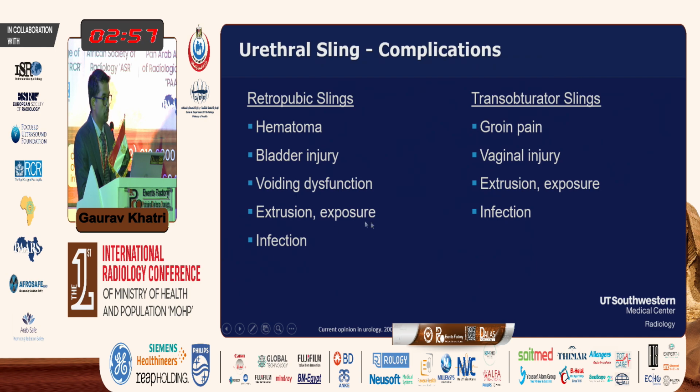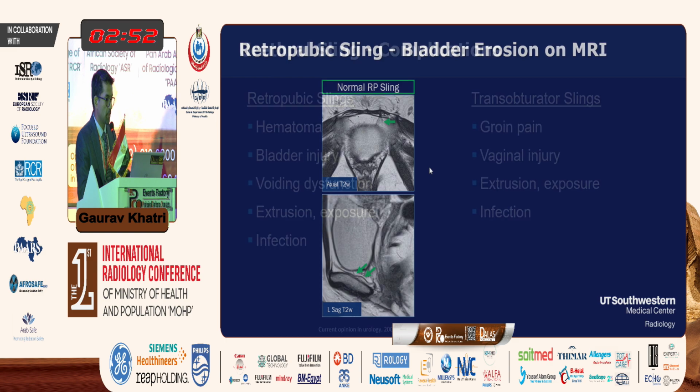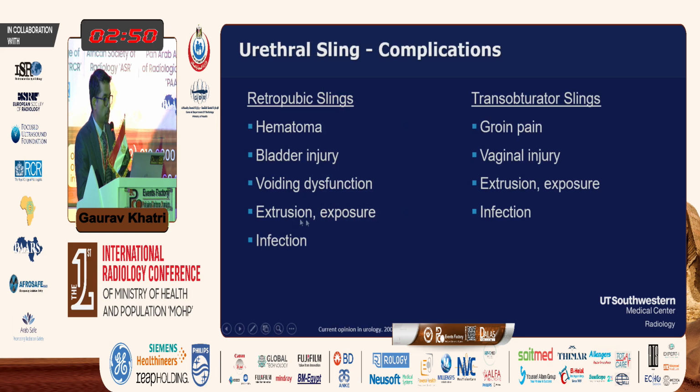So complications of retropubic and transobturator slings include extrusion. Exposure is the most feared complication. It's more common with retropubic slings. Groin pain is more common with the transobturator slings.